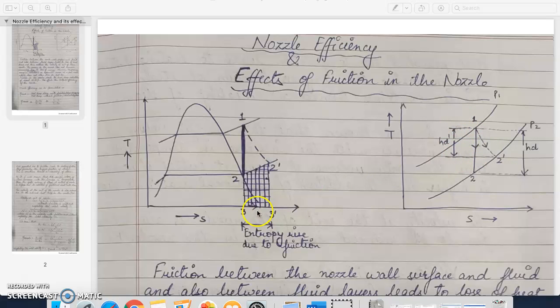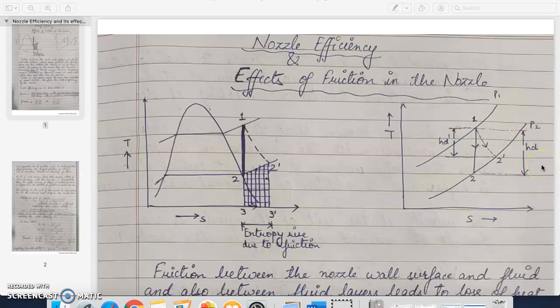Now the increase in entropy due to the friction is shown by this TS diagram, where we can see that when the process was taking place isentropically, it was constant entropy from 1 to 2, but when the process is diverted due to the friction, and the process becomes 1 to 2 dash, the increase in entropy takes place from this line to this line. So we can see that the friction leads to reduction of the heat drop, and this heat drop is actually found to be 10 to 15% of the total heat drop in the ideal case.